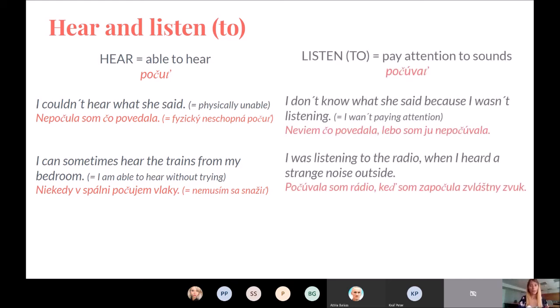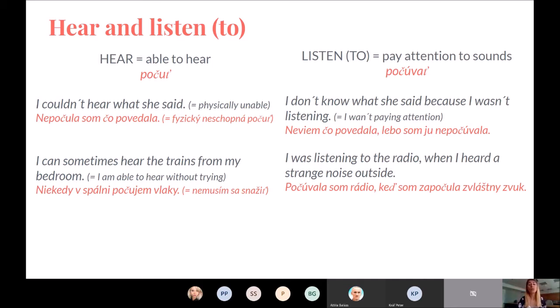But pay attention, we use the verb listen to or listen. So I don't know what she said because I wasn't listening. I want you to understand the situation. Imagine there are more than 2 or 3 people. You are talking to somebody and you are listening to them, but maybe you are not listening to them. So I don't know what she said because I wasn't listening to her, we could add. So I wasn't listening, I wasn't paying attention.